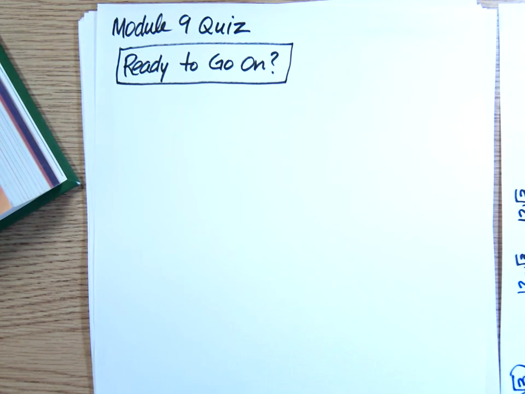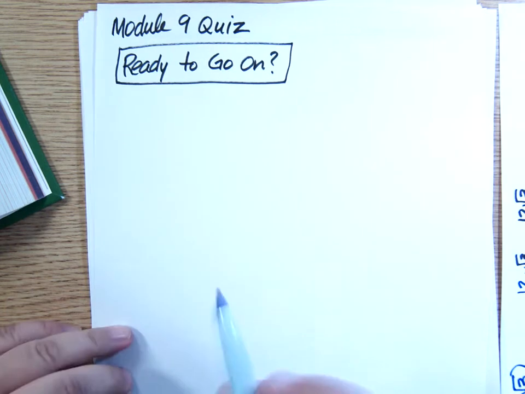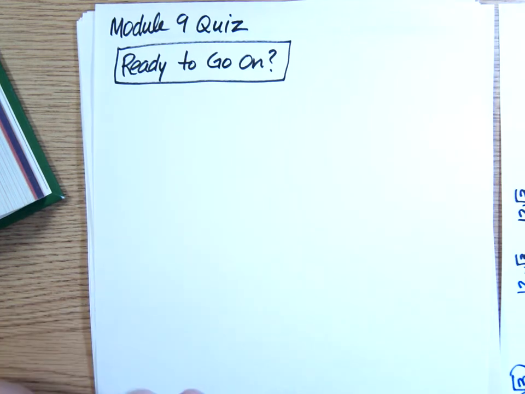Okay, this is the key to the extra practice that I attached on the website that says Module 9 quiz, Ready to Go On. This is actually from your textbook. It's page 312 if you want to open the online textbook. So, Ready to Go On.